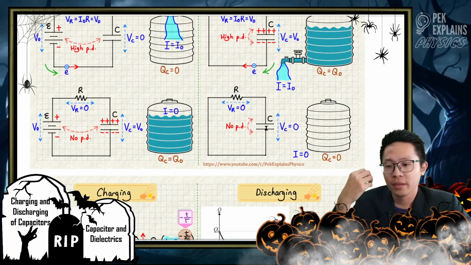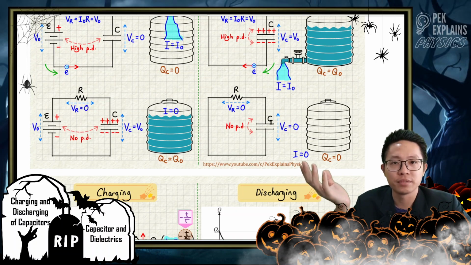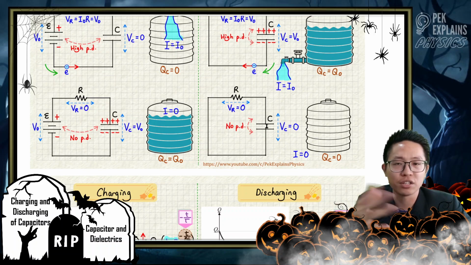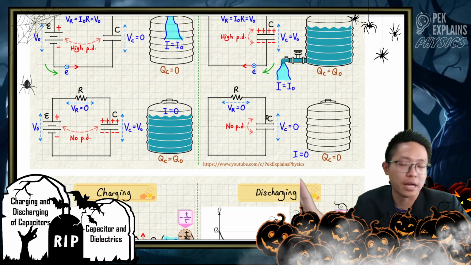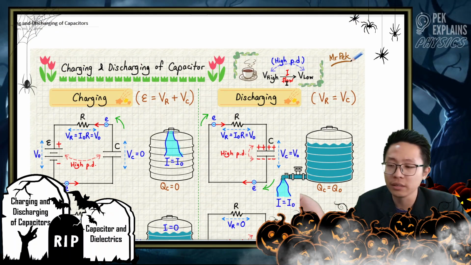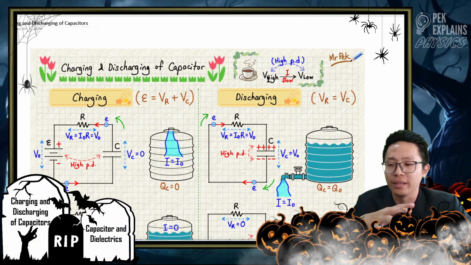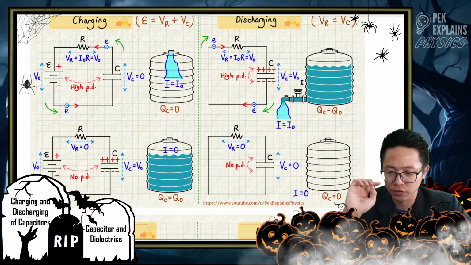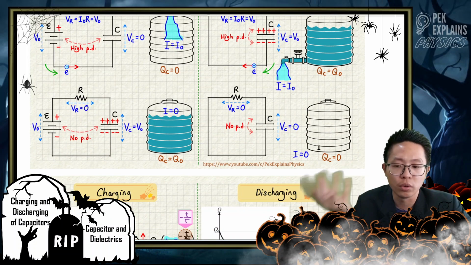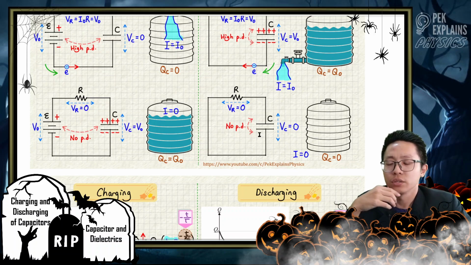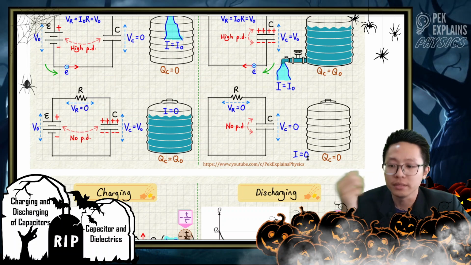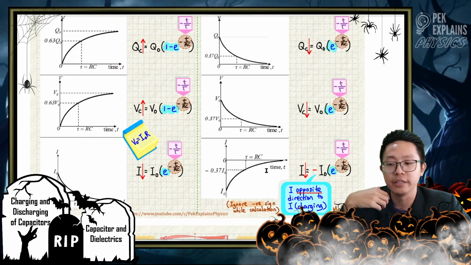So in the end, both plates become the same potential because they are neutral. So no potential difference. When there is no potential difference, no current flows. As I said, current only flows when there is a potential difference between the 2 points. When they become the same potential already, neutral already, no more current flows. It's like an empty water tank, no more water, nothing flowing out. So the current also becomes 0.